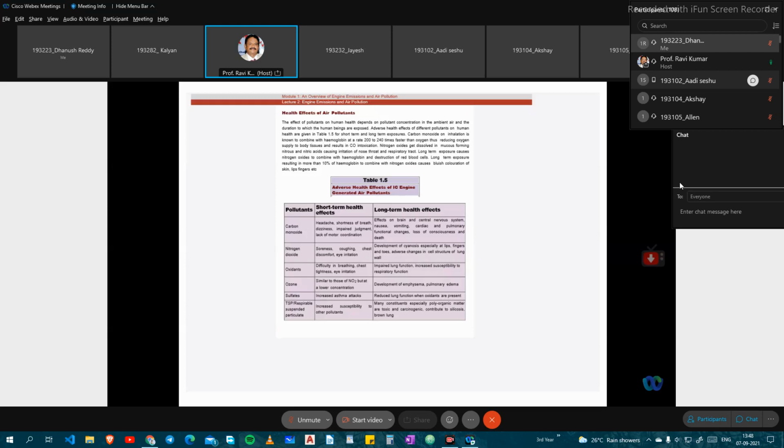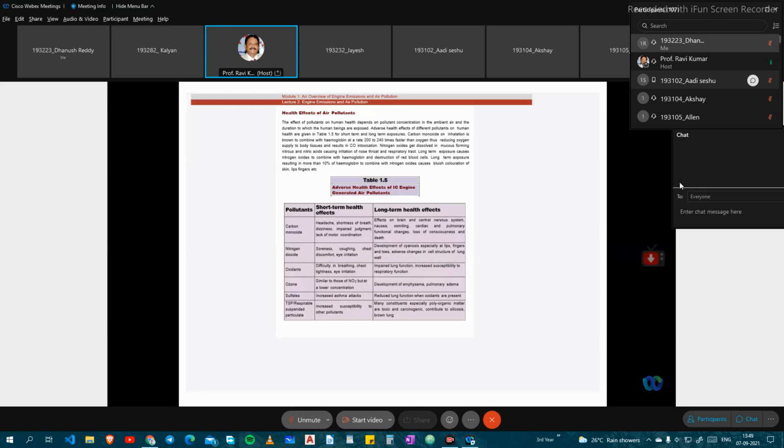Adverse changes in cell structure of the lung walls. And we have oxidants and ozone, causing breathing difficulty, chest tightness, and eye vision loss, and oxides of nitrogen cause impaired lung diseases. A lot of respiratory problems will come from these. And ozone also, and development of emphysema and pulmonary diseases. And we have the other things.